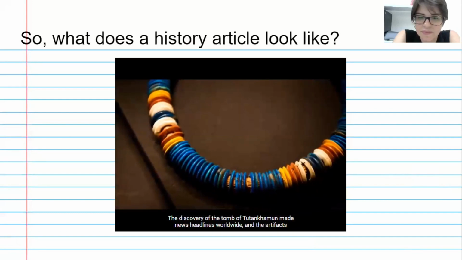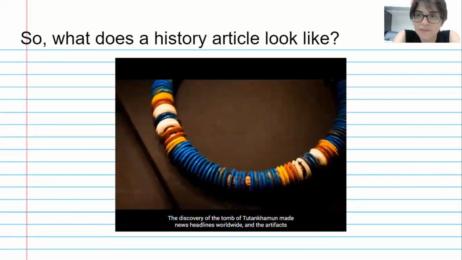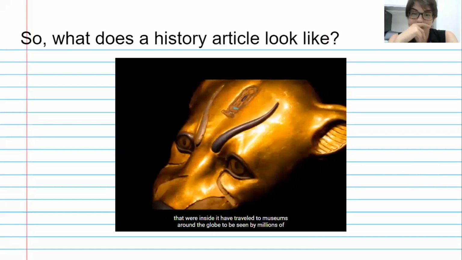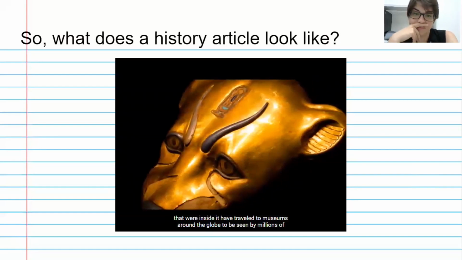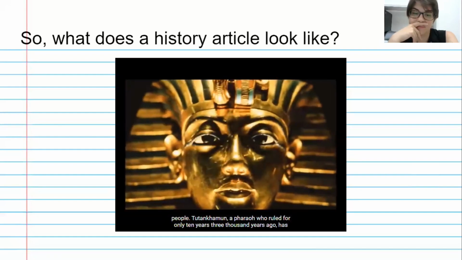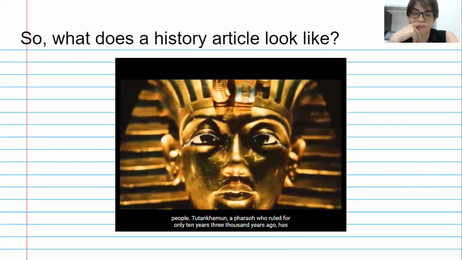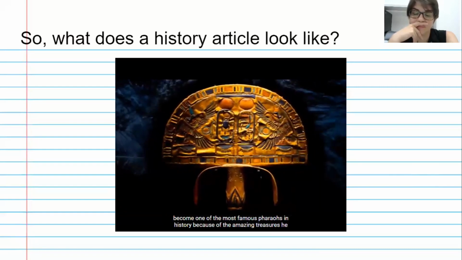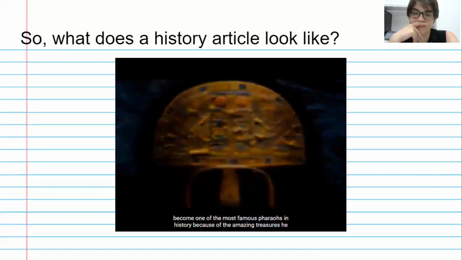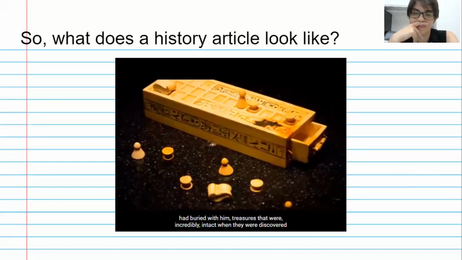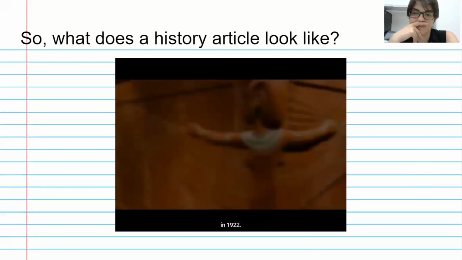The discovery of the tomb of Tutankhamun made news headlines worldwide, and the artifacts that were inside it have traveled to museums around the globe to be seen by millions of people. Tutankhamun, a pharaoh who ruled for only 10 years, 3,000 years ago, has become one of the most famous pharaohs in history because of the amazing treasures he had buried with him, treasures that were incredibly intact when they were discovered in 1922.